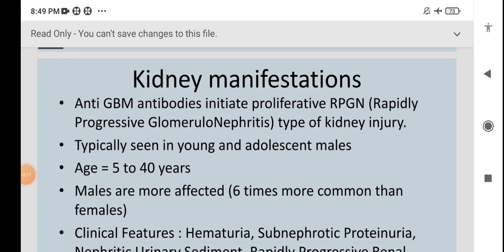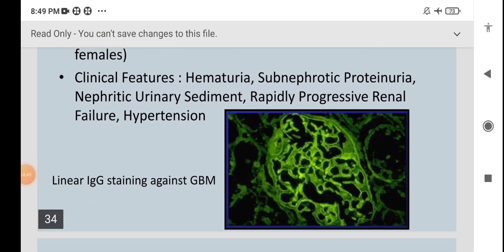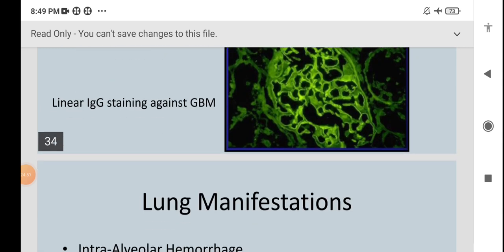Now, what are the kidney manifestations in this particular disease? The anti-glomerular basement membrane antibodies initiate proliferative RPGN. What is that? Rapidly progressive glomerulonephritis. So, this type of kidney injury is typically seen in young and adolescent males, age 5 to 40 years. Males are affected 6 times more. Clinical features: hematuria, subnephrotic proteinuria, nephritic urinary sediment, rapidly progressive renal failure and hypertension. So these are immunofluorescence findings here: IgG staining pattern, linear IgG staining.